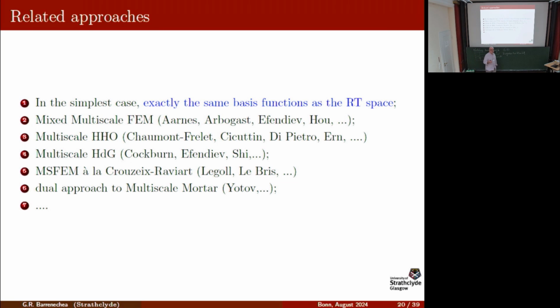The local problems are very similar, or at least share similarities. At least there are Neumann problems and undetermined problems. And it's kind of a dual approach to multiscale mortar. In multiscale mortar, typically the Lagrange multipliers are traces of the function. Here they are traces of normal derivatives.